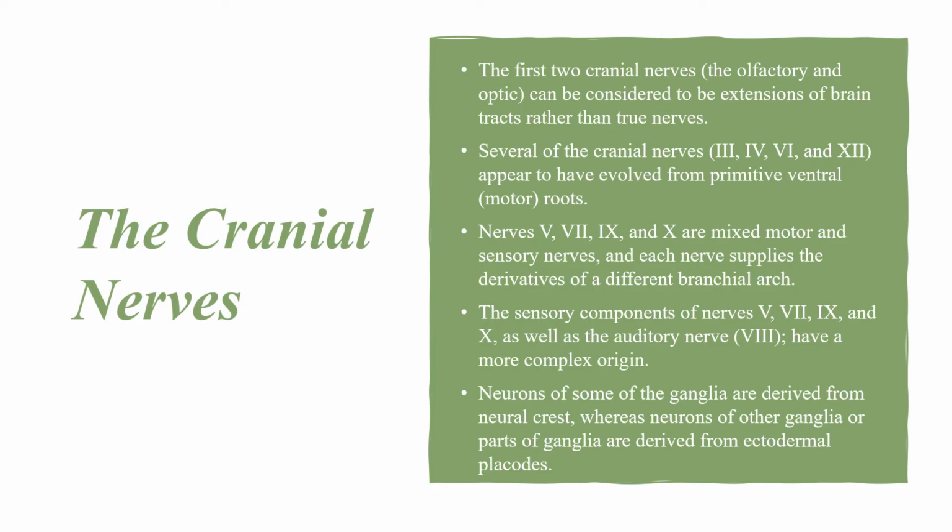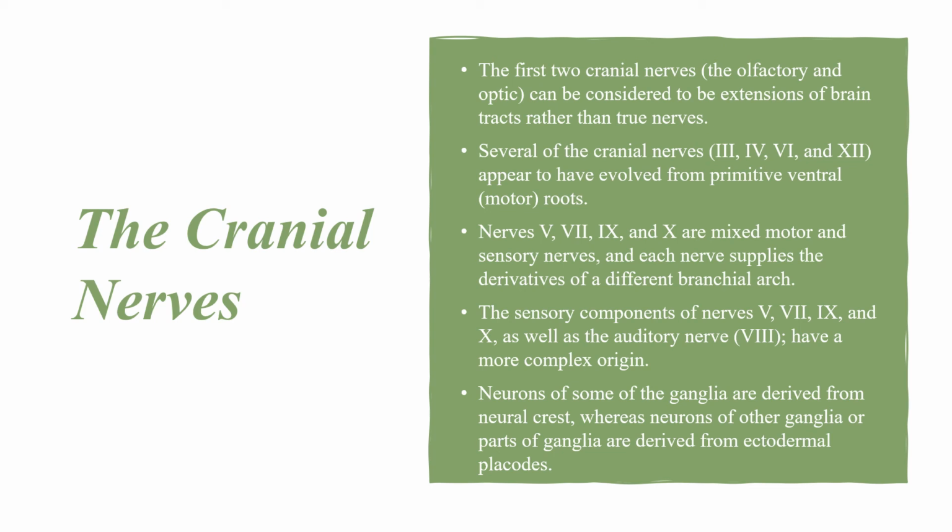So the first two cranial nerves, the olfactory and the optic nerve, can be considered to be extensions of the brain tracts rather than true nerves. Okay? And then several of the cranial nerves, 3, 4, 6, and 12, appear to have evolved from primitive ventral motor roots. Nerves 5, 7, 9, and 10 are mixed motor and sensory nerves, and each nerve supplies the derivatives of a different branchial arch.